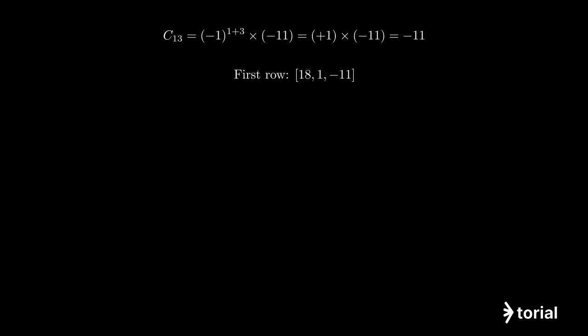Let's finish the first row by finding C13. For C13, the minor equals 1 times 1 minus 4 times 3, which is 1 minus 12, giving -11. The sign is positive because 1 plus 3 equals 4, so C13 equals -11. So the first row of our cofactor matrix is 18, 1, and -11.